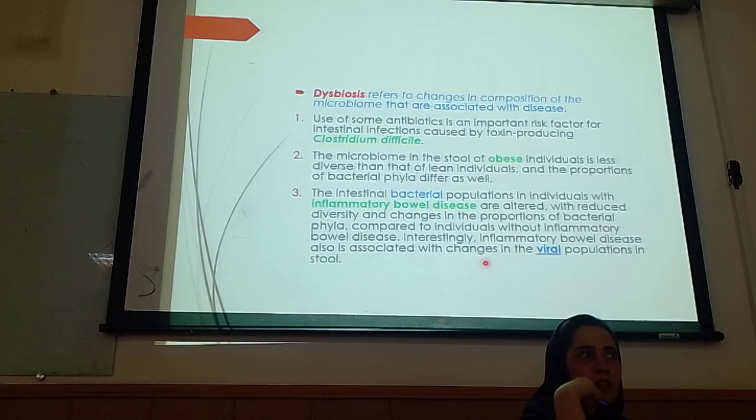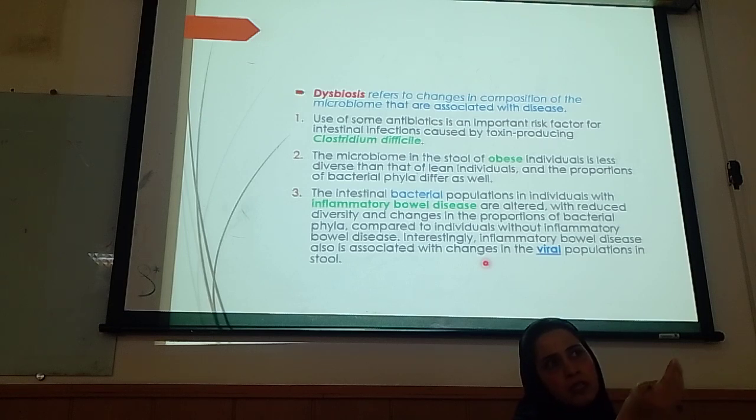But sometimes we have dysbiosis. What is the meaning of dysbiosis? Change the position of the bacteria. Yeah, that causes a disease. For example, when we use antibiotics and the normal flora of the intestinal tract is killed, we may have infections by some toxin-producing types, and we have pseudomembranous colitis. For example, in patients who are hospitalized and take clindamycin, the normal bacteria in the GI tract are killed, and they will have pseudomembranous colitis due to Clostridioides.